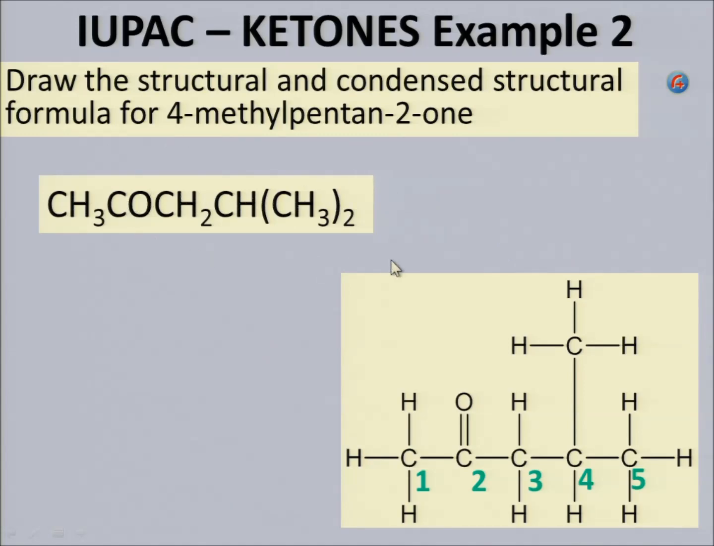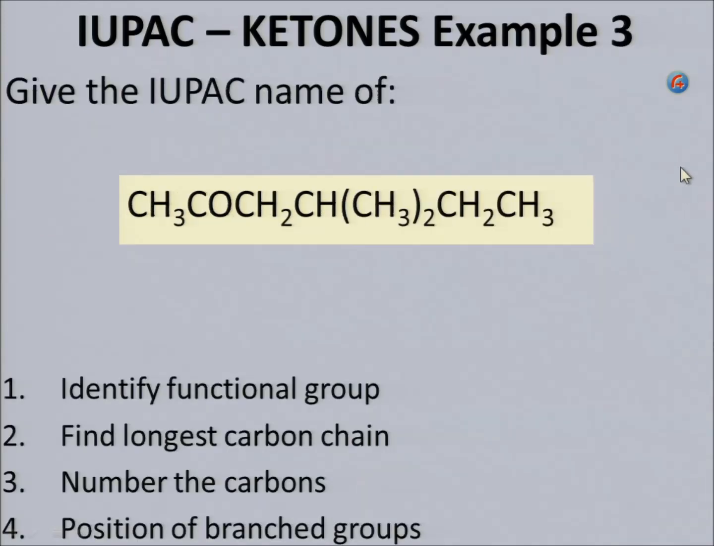Then for the condensed structural formula, you have your CH3 there, then your CO, then you have a CH2, which is there, a CH bonded to a CH3 and another CH3, therefore CH3 with a 2 in brackets.